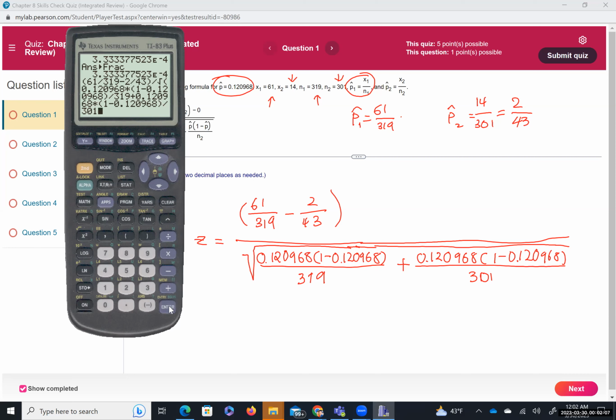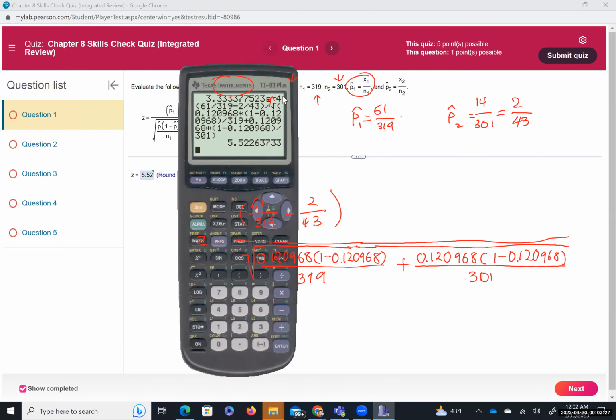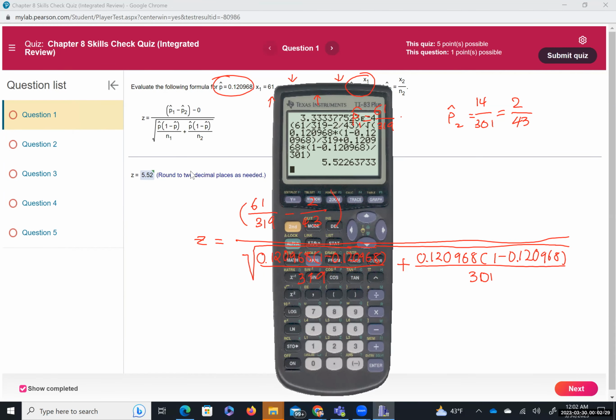Okay, then I enter this. But before I enter, I have to make sure that I have the parentheses to close the square root at the bottom, right? And then enter, and we'll get the answer as 5.523. If you want to write to 2 decimal places, that's going to be it. So this shows you how to use calculators with the big fraction things.